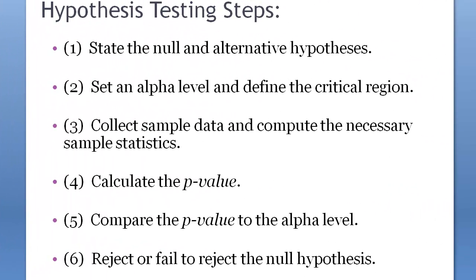This time, I would like to go through more formal steps of hypothesis testing. First step is state the null and alternative hypothesis, and the second step is set an alpha level and define the critical region. And the third, collect sample data and compute the necessary sample statistics. And fourth, calculate the p-value. And fifth, compare the p-value to the alpha level. And finally, reject or fail to reject the null hypothesis.